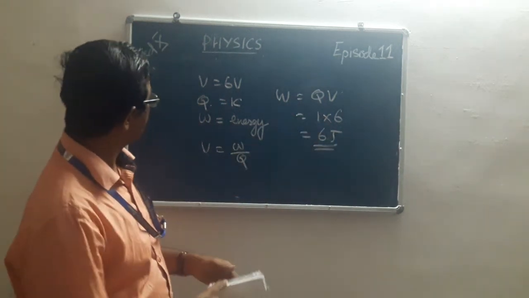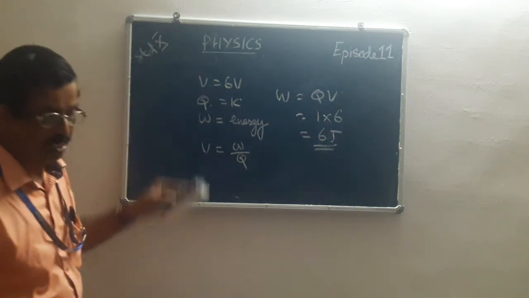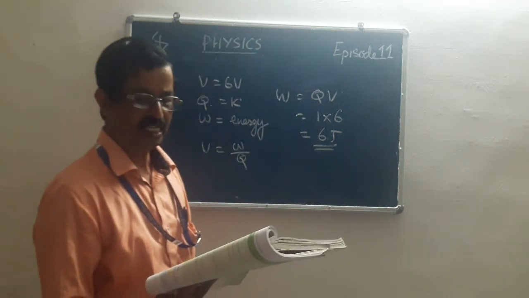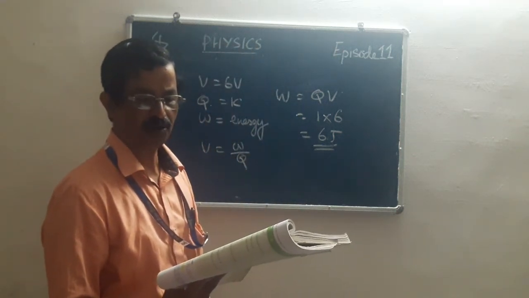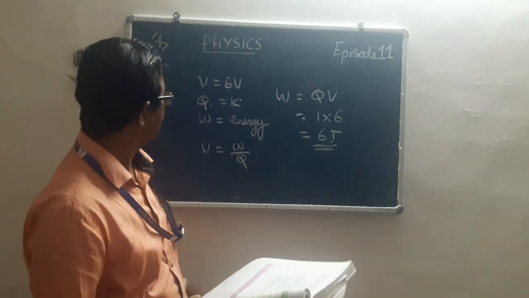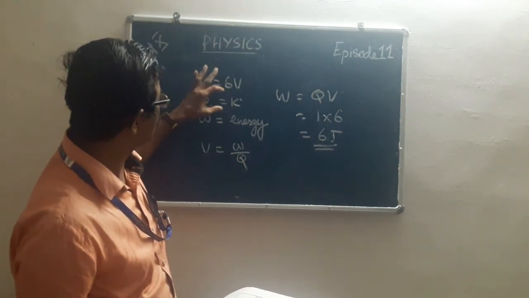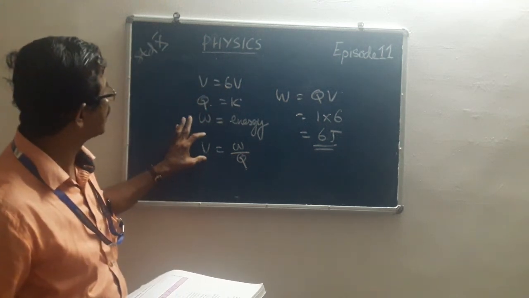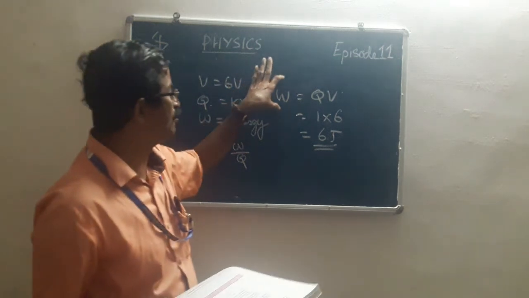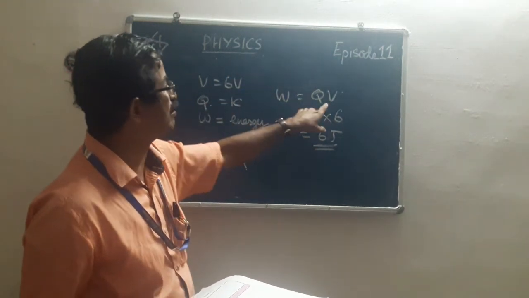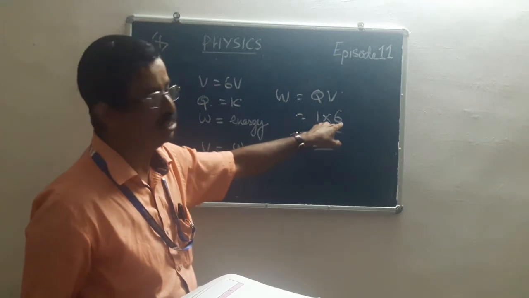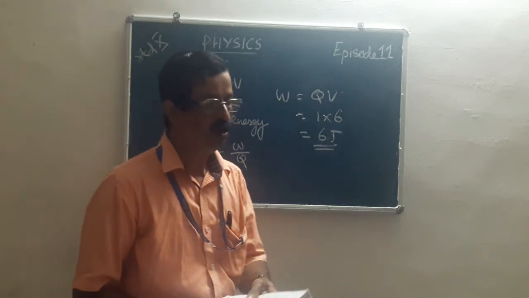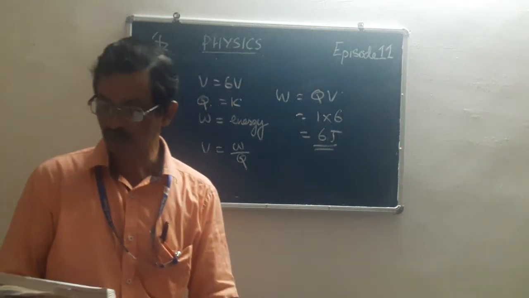Now see the question given once again: how much energy is given to each coulomb of charge passing through a 6 volt battery? Potential is given, each coulomb means 1 coulomb, and energy means work also. So V is equal to W by Q. From this, W is equal to QV by cross multiplying, and substituting the values we got 6 joule as the work done or energy spent to move that charge.